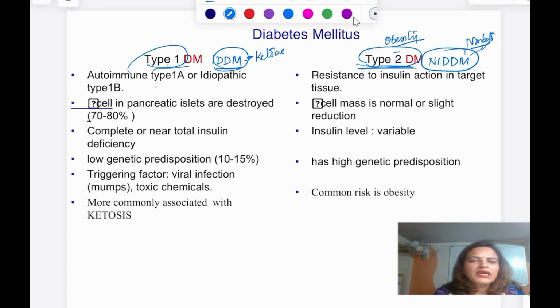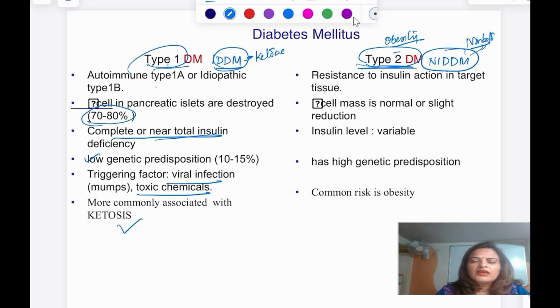So here, type 1 is idiopathic or autoimmune, which means antibodies are developed against the pancreatic beta islet cells and they are destroyed. So 70 to 80% of the islet is destroyed and there is near complete deficiency of insulin, with low genetic predisposition. The triggering factor is viral infection or toxic chemicals, and it is mainly associated with ketosis.